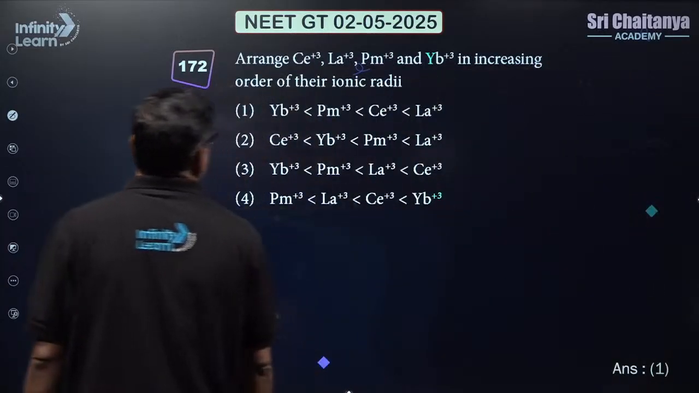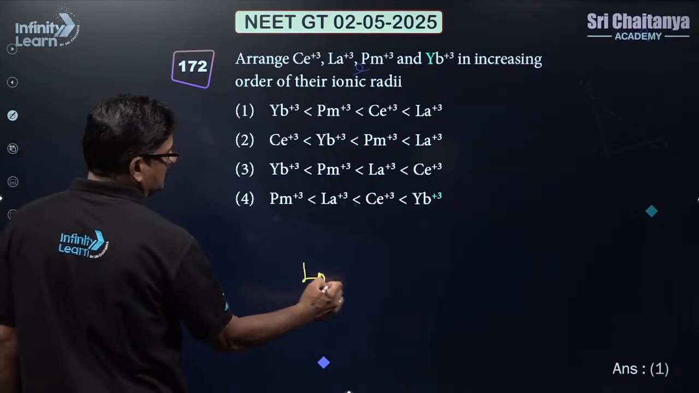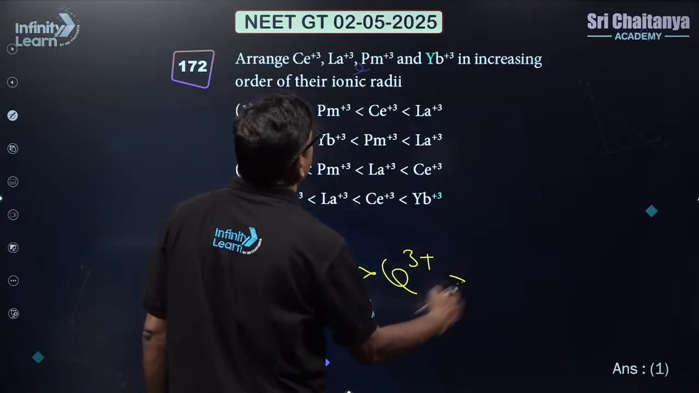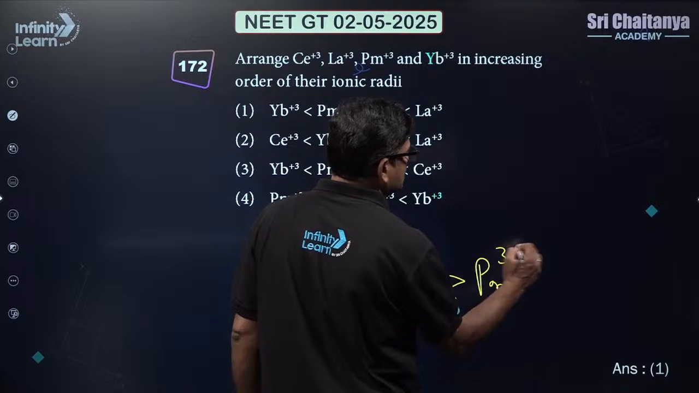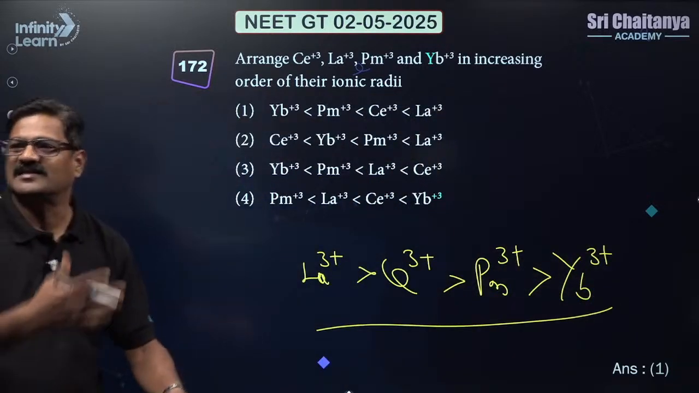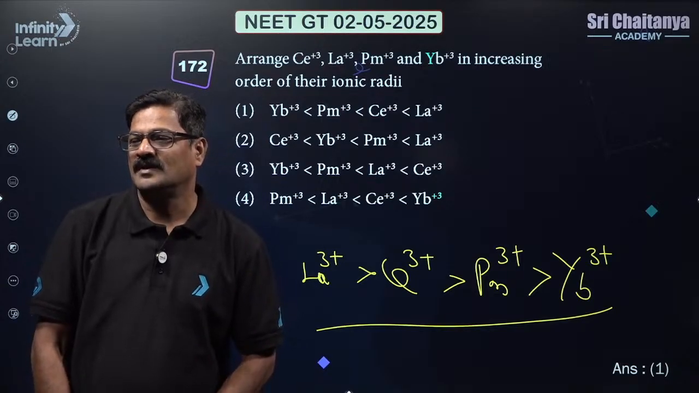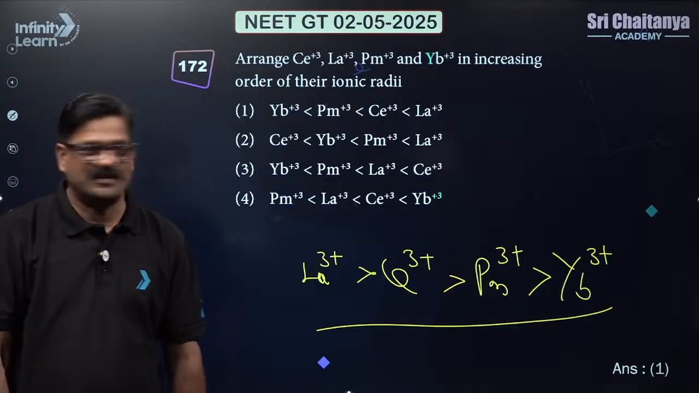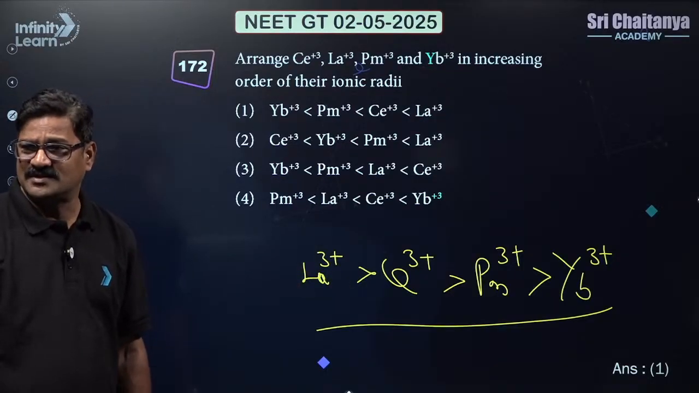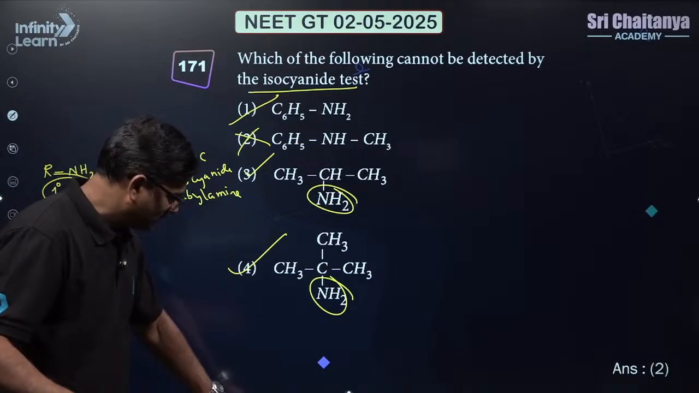Next, arrange cerium, lanthanum, promethium, yttrium. Among them, lanthanum 3 plus is bigger than cerium 3 plus, is bigger than promethium 3 plus, is bigger than yttrium 3 plus. So you have to follow lanthanide contraction. In detail, I can explain in detail. Lanthanide contraction you can use, Ashish.